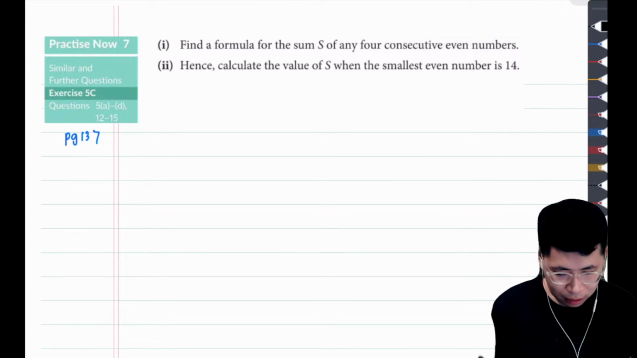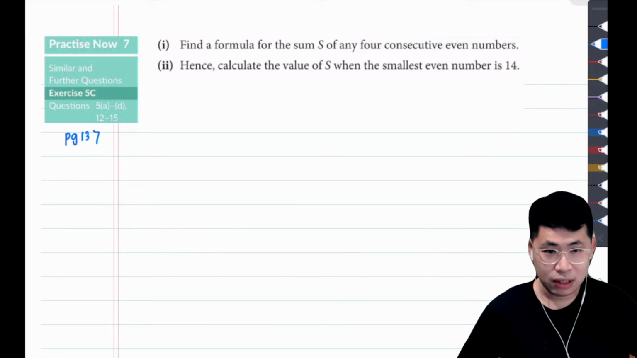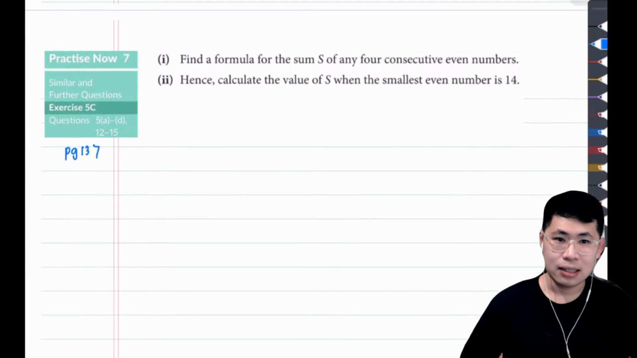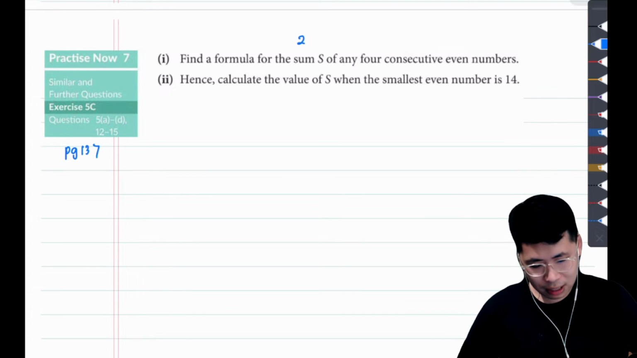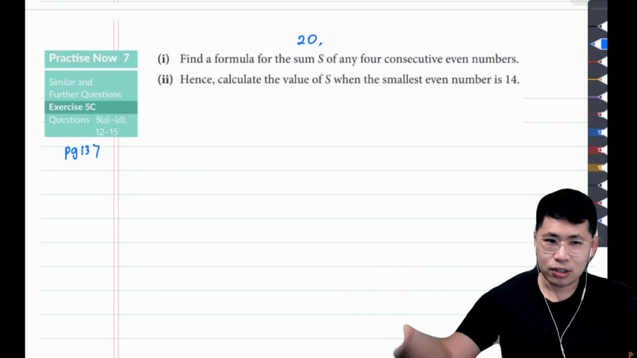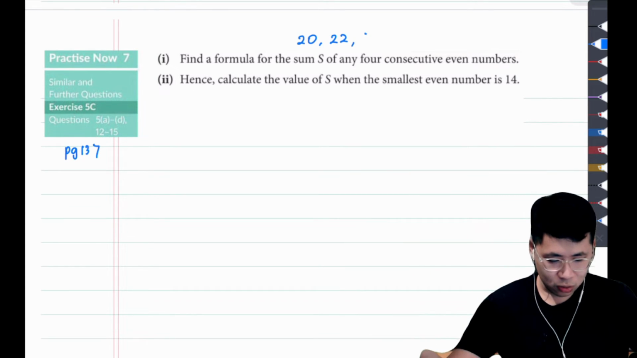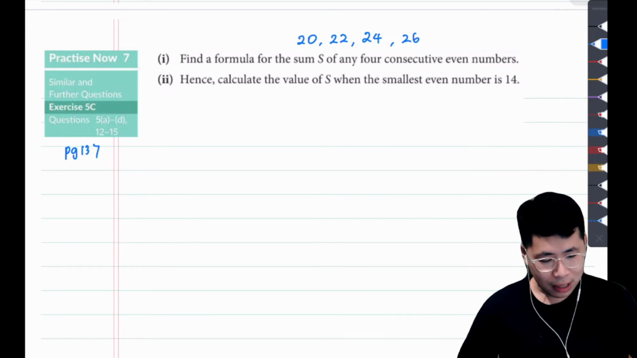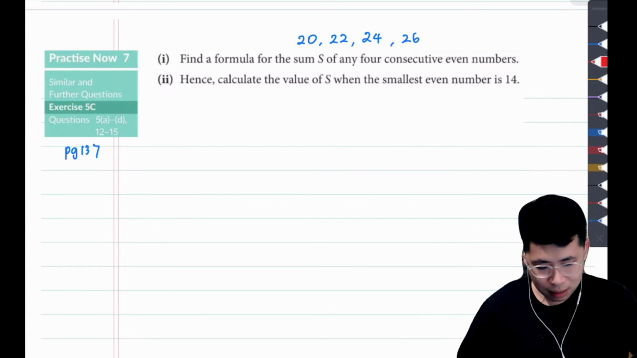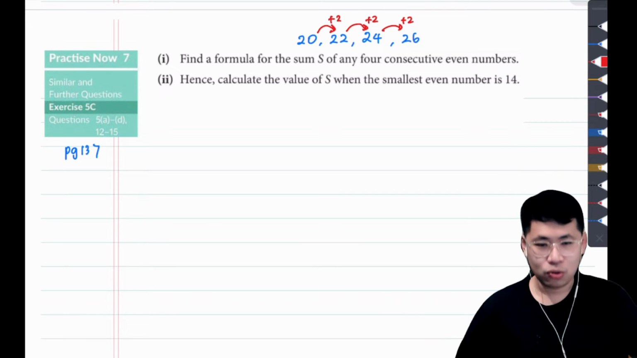Let's take a look at one example of 4 consecutive even numbers. For example, let us start with the number 20. If we start with 20, the next consecutive even number is 22, the next is 24, the next is 26. So what is the difference at every step you go? It will be a plus 2, another plus 2, another plus 2.